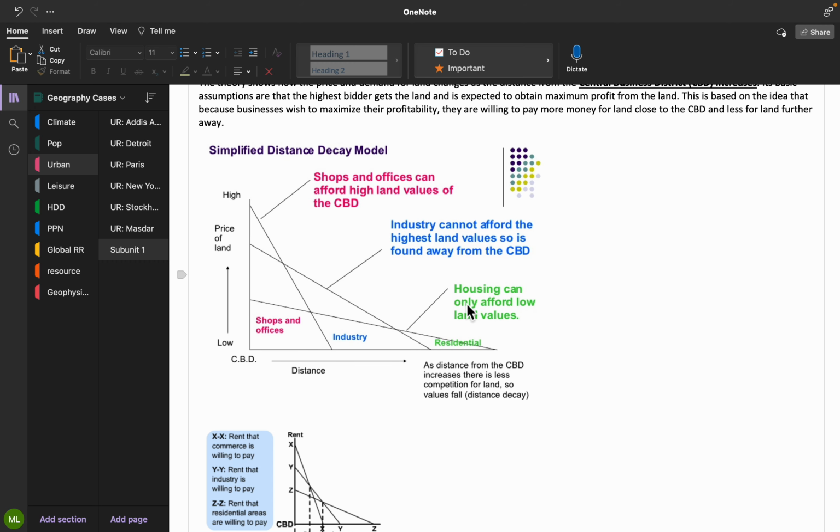This is based on the idea that because businesses wish to maximize profitability, they are willing to pay more money for land close to the CBD and less for the land further away. So if you look at this diagram right here, you can see how shops and offices are closer to the CBD, but their rents, like the bid rent theory, are higher. The price of land is higher. But when we look at residential areas, they're further away. They have a distance from the CBD, but in return, their price of land is lower.